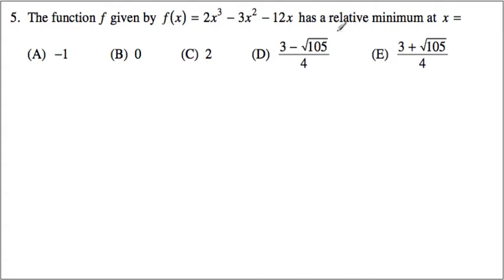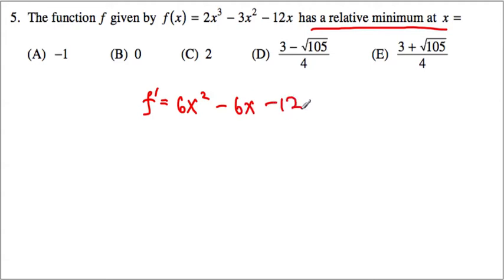Has a relative minimum. How do you know when this one has a relative minimum? First, we have to try to see the derivative. What is the derivative of f? We get 6x squared minus 6x minus 12. Now, this one has to be equal to 0.